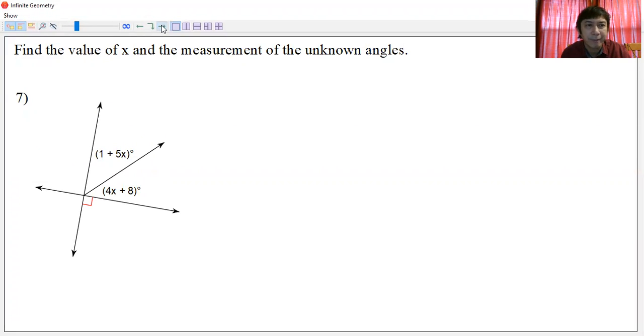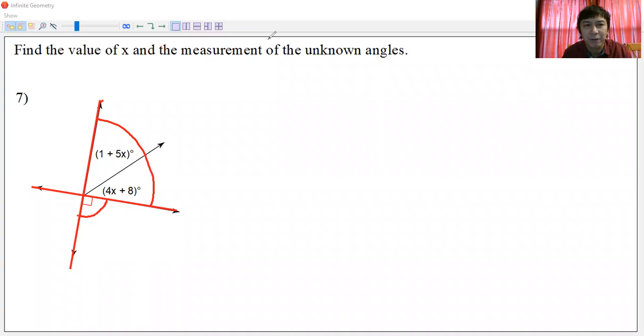Okay, here's number 7. The instruction is to find the value of x and the measurement of the unknown angles. As you can see from the diagram, you can analyze it first. You can see that this is a straight line, and this is another line there, and the mark says they are perpendicular. They form 90 degrees, and that means if this is 90, then this is also 90, because the total is a straight line.